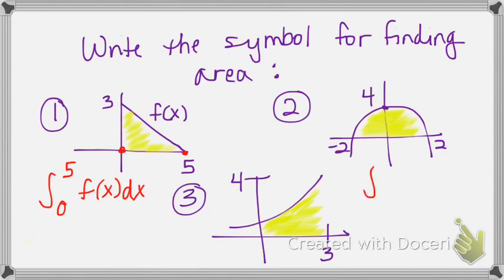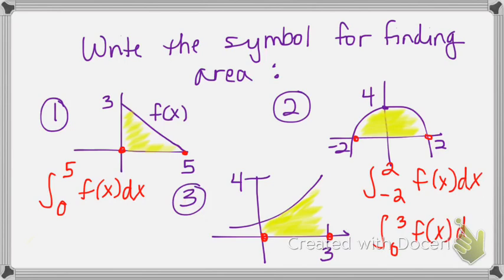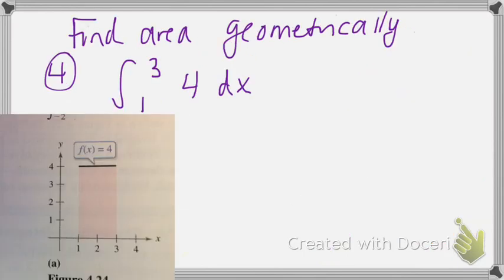Alright, for number 2, looks like we're going from here to here, so the area is negative 2 to 2 of f of x dx. Number 3, looks like we're going from here to here, so it would be the integral from 0 to 3 of f of x. And we're just letting all of those functions be f of x. In some of the problems you might have equations there, and you would just put them in the place of f of x.